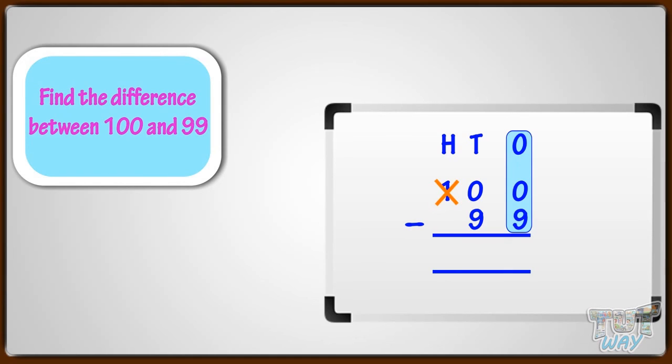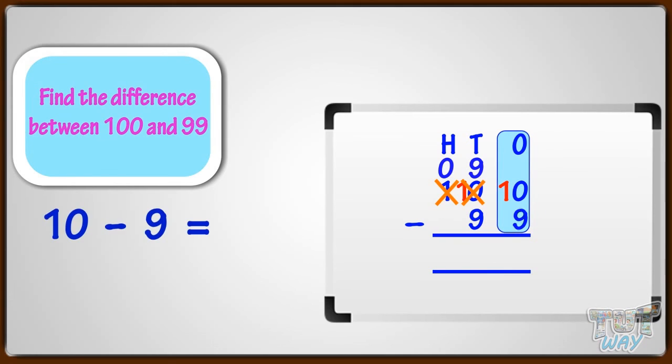Cross out 1, make it 0, and give 1 borrow to 0 at tens place. Now cross out 10, make it 9, and give 1 to 0 at ones place. Now we have 10 at ones place. So we will subtract 9 from 10. We get 1. Now, write 1 below ones-digit numbers.